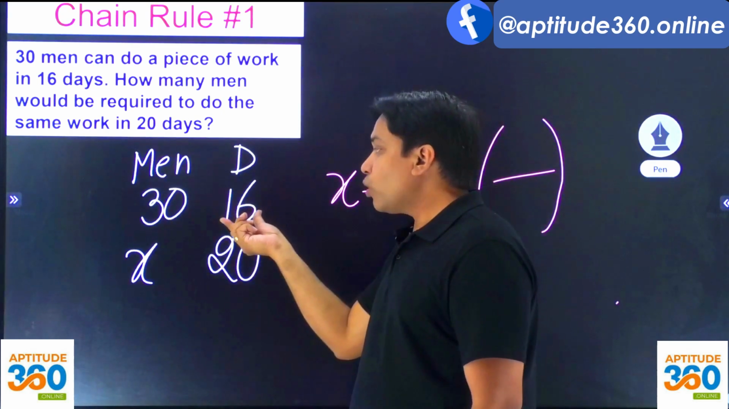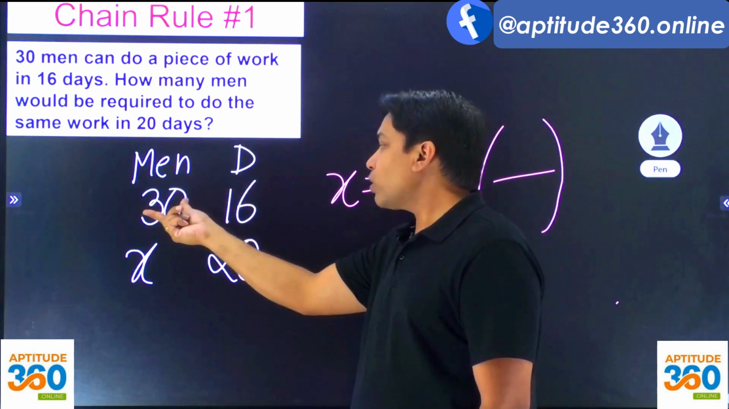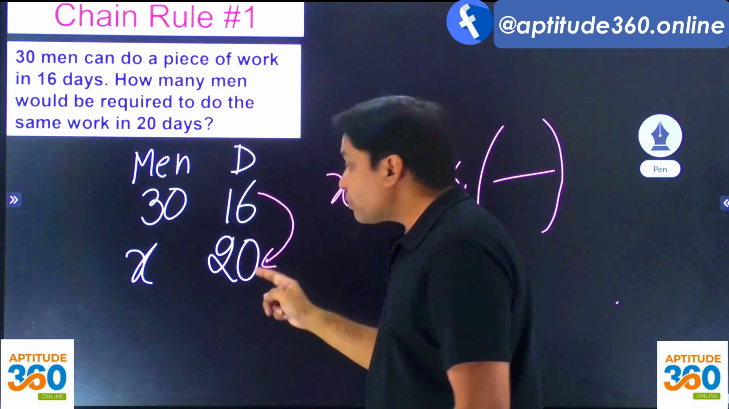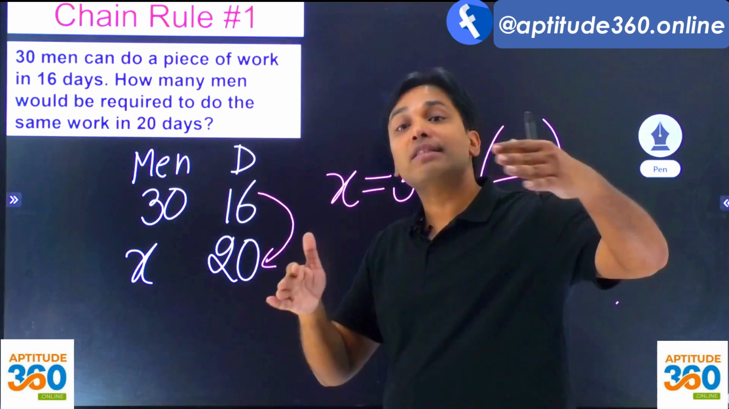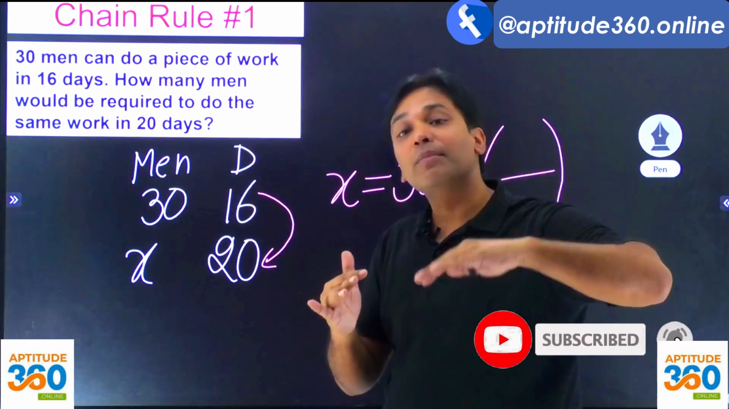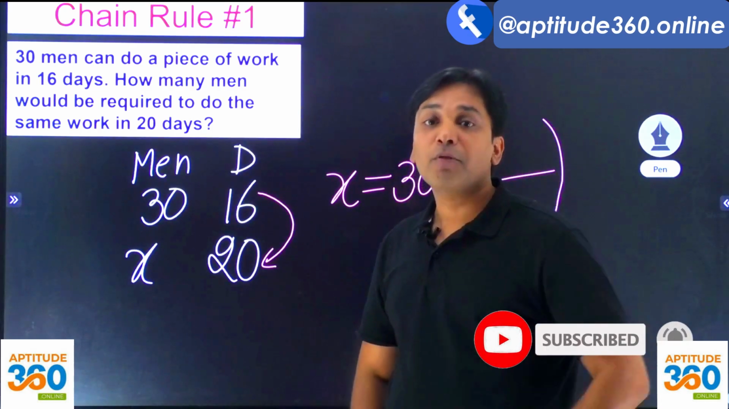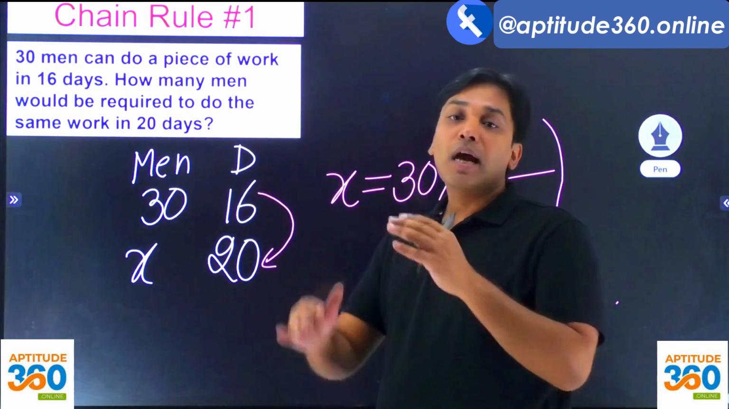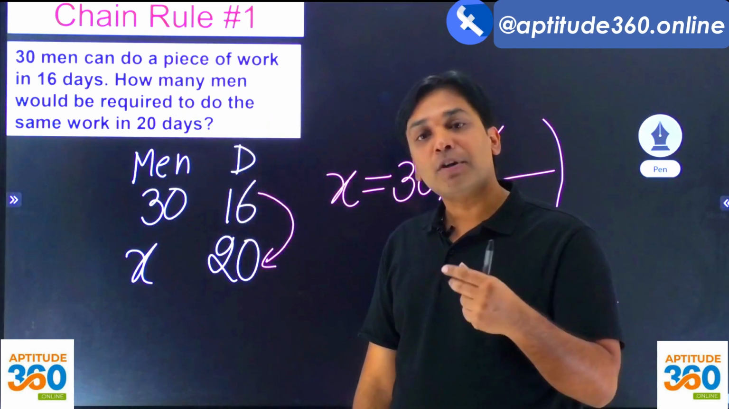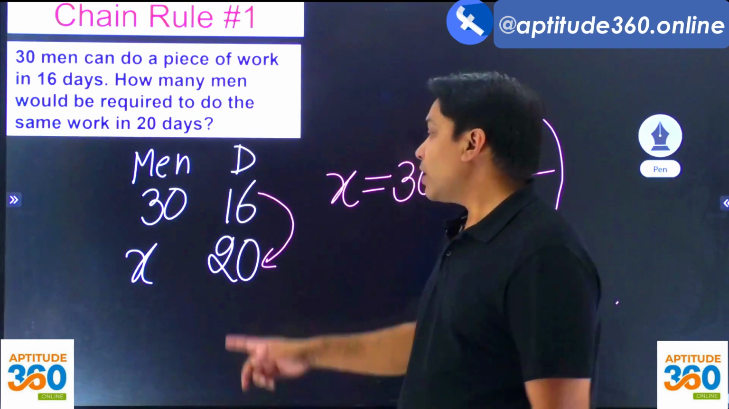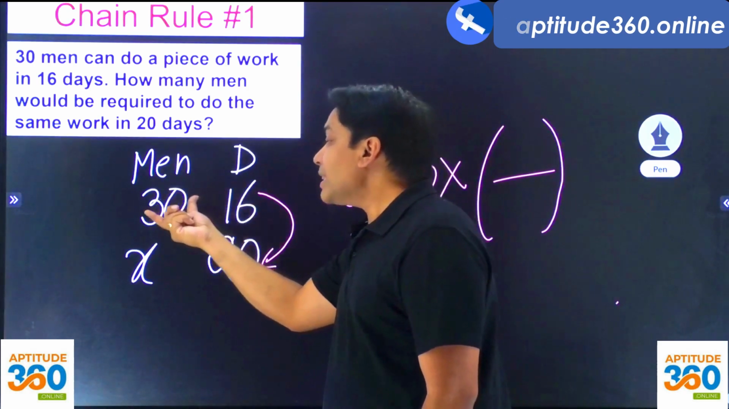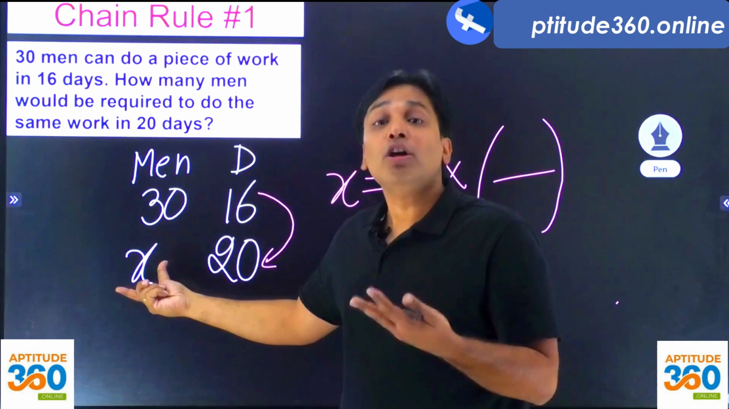When 30 men are working, the work is getting done in 16 days. Now you want your work to be completed in 20 days. 20 days is more than 16 days. If the work has to be finished in more days, then the number of men should be less. Obviously the number of men will have to be less. If you had to do a task in 10 days and now you say you want to do the same work in 20 days, then the number of laborers will have to be less. So in this case, since you want the work to be done in 20 days, the number of men will have to be less than what? Less than 30.